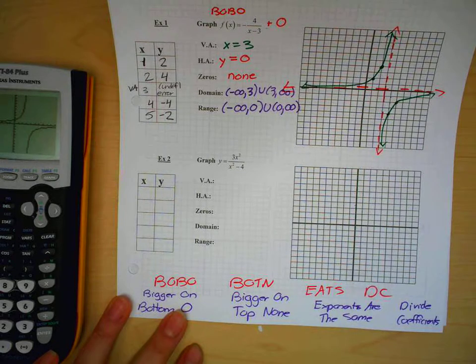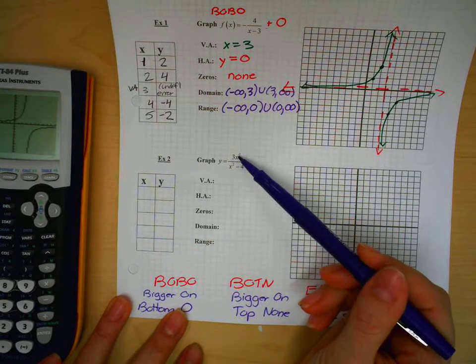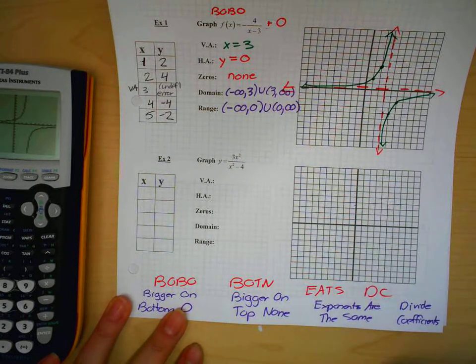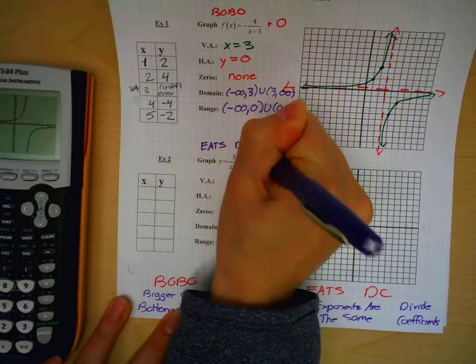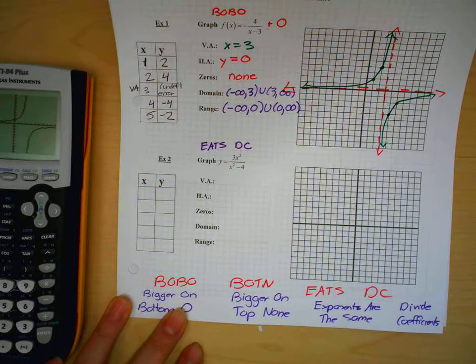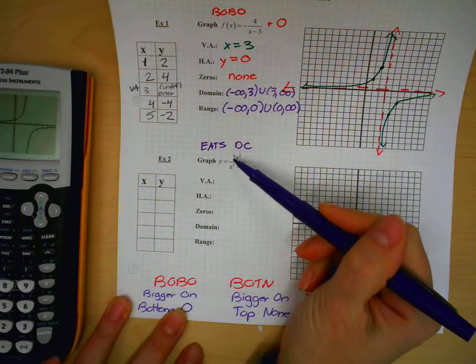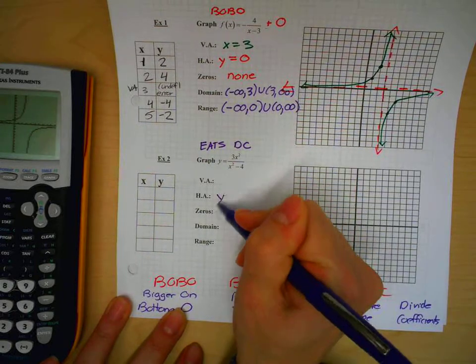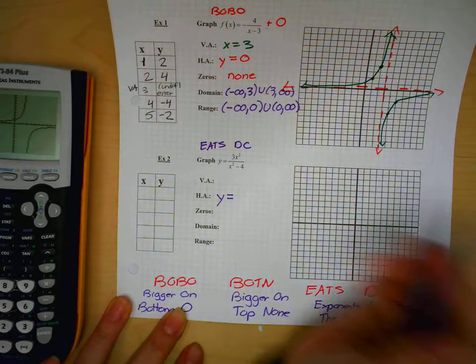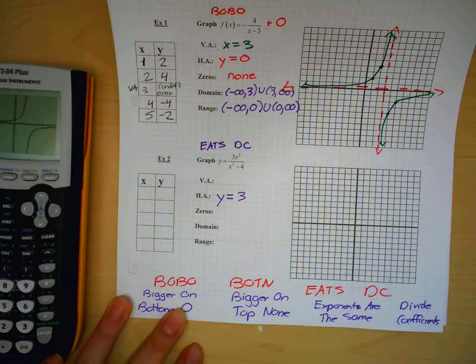Which one is this? Bobo, Botan, or Eats DC? So my degree here is 2. My degree here is 2. Eats DC. This is an Eats DC. Exponents are the same. Divide coefficient. So my coefficient here is 3. My coefficient's 1. What's my horizontal asymptote going to be? 3. Okay, and we said vertical asymptote is always what makes what 0.